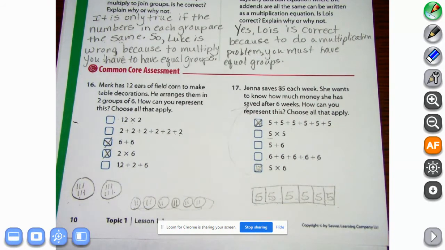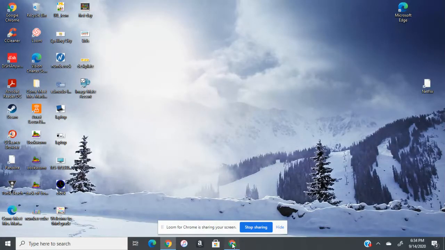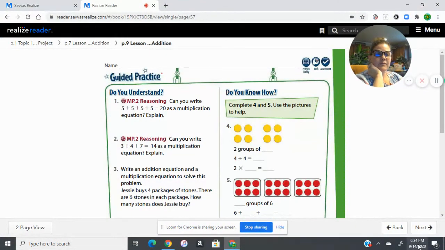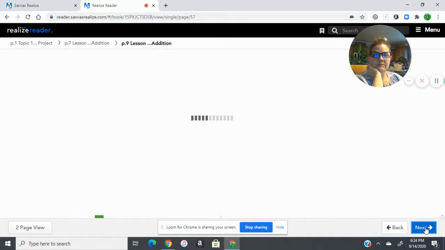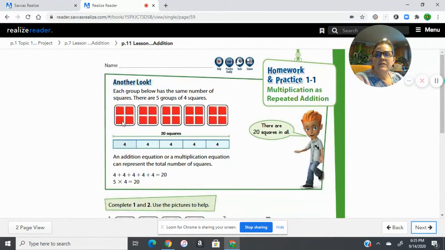All right, so make sure you get this written down. We're going to flip back to our book, and we're going to talk about your homework. Okay, so we are on page 11. This is your homework.